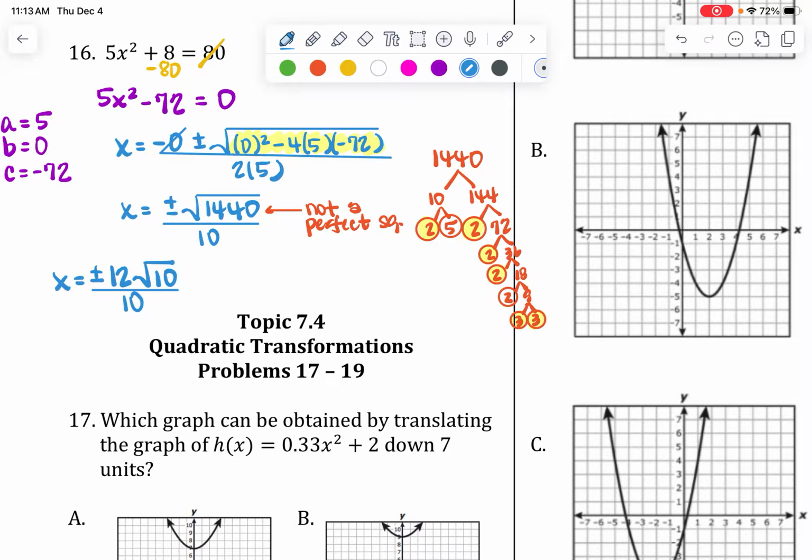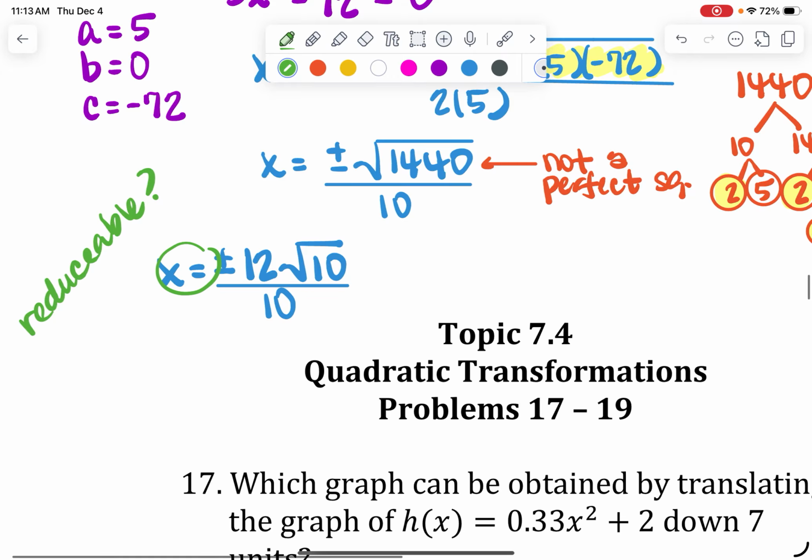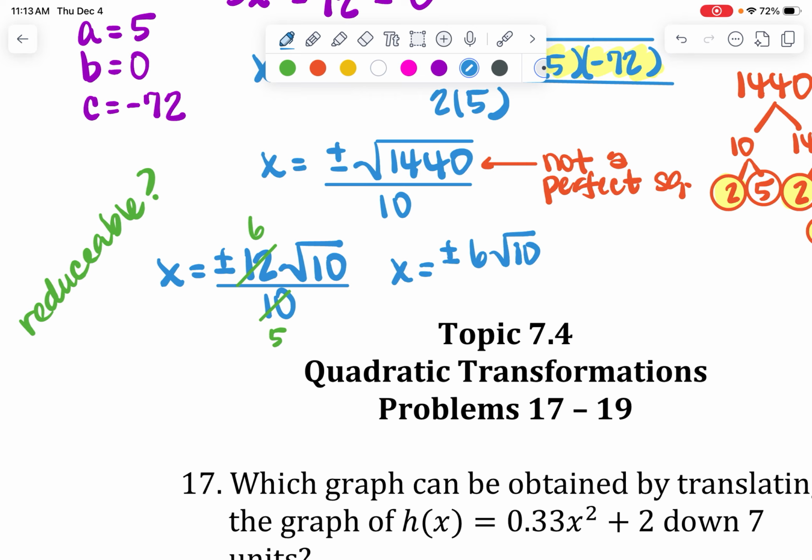All right, now is he reducible? Again, there's our question. Reducible, question mark. And yes, he is. Now, I don't have a number over here anymore because it was just 0. So now I'm just looking to see if those two numbers are reducible. And yes, we can reduce by 2. So that's going to give us a 6, and that's going to give us a 5. So our exact answer, all simplified down as much as possible, is going to be plus or minus 6 root 10 over 5.